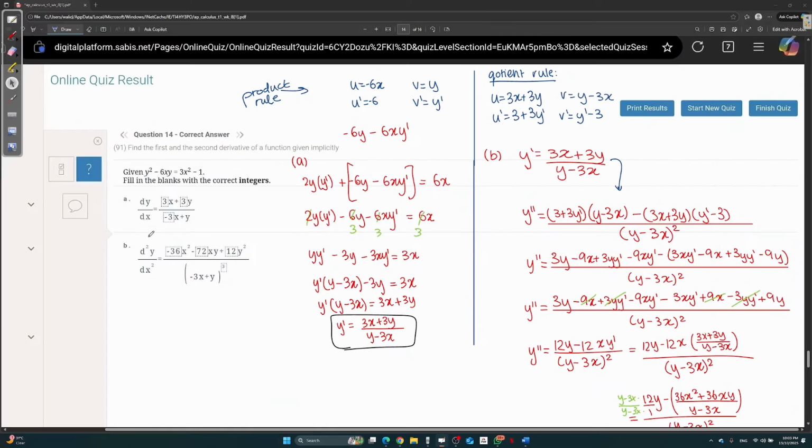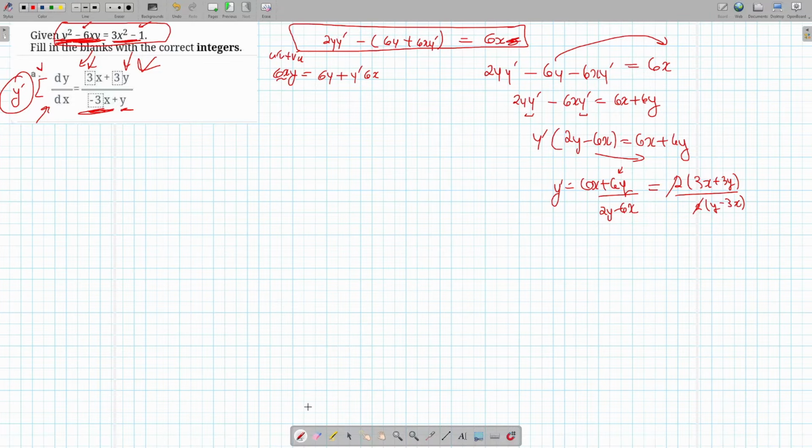Now, part B, they said find the second derivative. I'm just going to continue down from here. We now have an expression for y prime, and it's this. We need to now derive this one more time. So let's derive it a second time. Deriving another time, we're going to do left side and right side. So y prime will become y double prime. And then the right side, we have to derive 3x plus 3y over y minus 3x. Now, this is a fraction, so we have to use quotient rule.